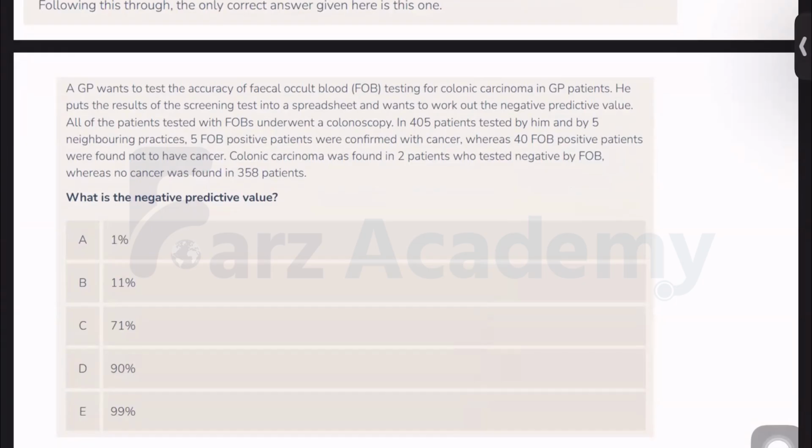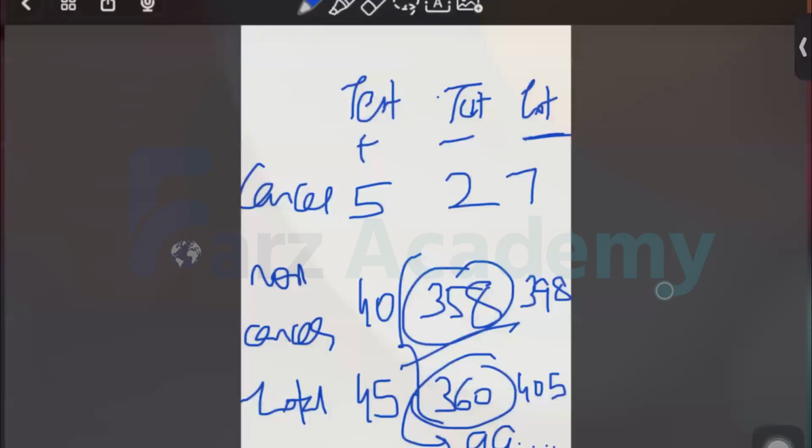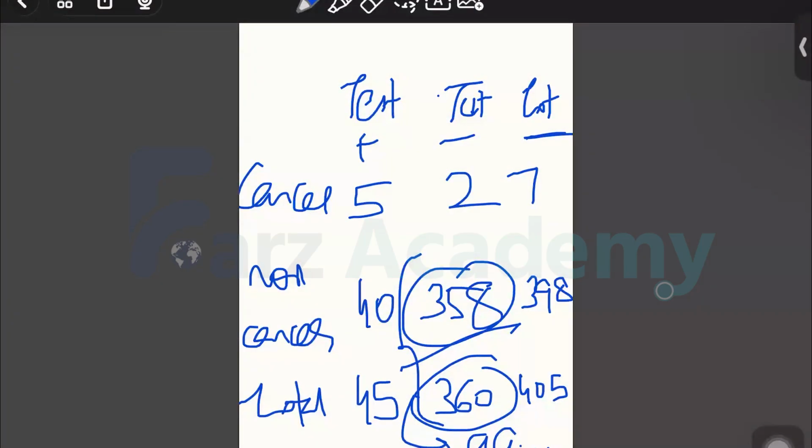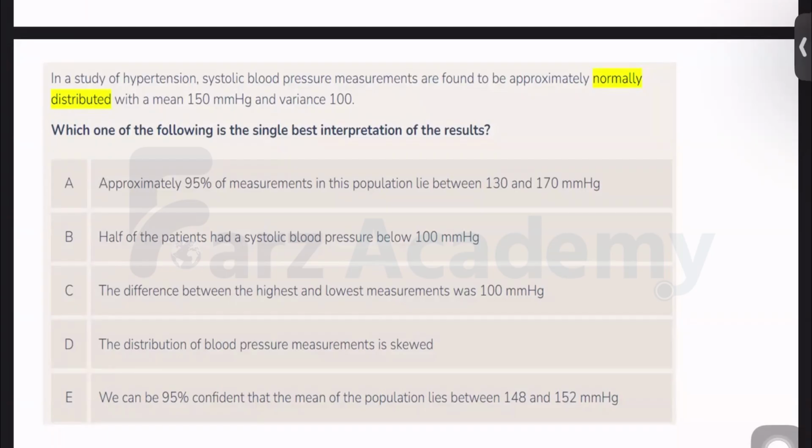Any issue with this table, anyone? Yes? What is the standard deviation here? Square root of variance. Very good. So 10, right? Yes, go ahead.